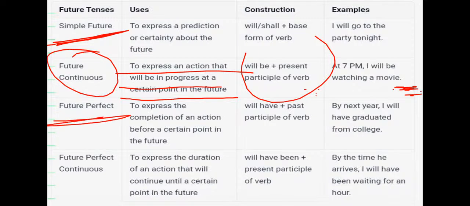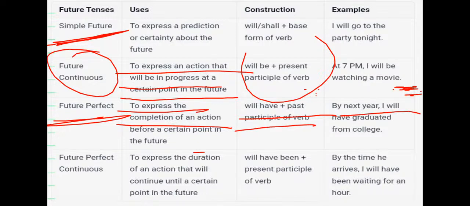Now we have the future perfect to express the completion of an action before a certain point in the future. Will or shall, will have, plus the third form of the verb. By next year, I will have graduated from college.